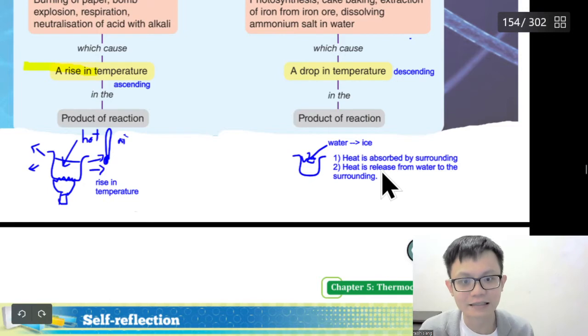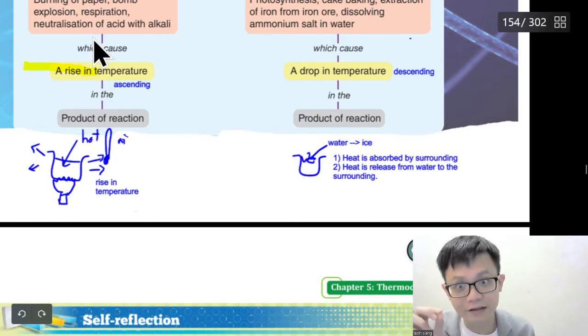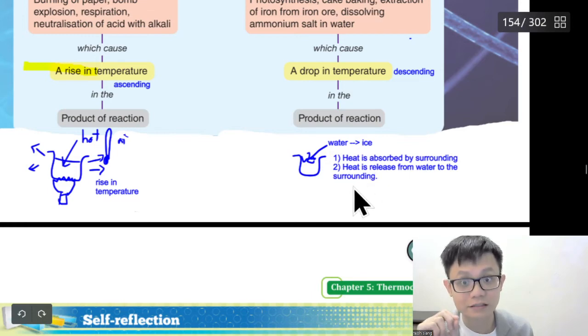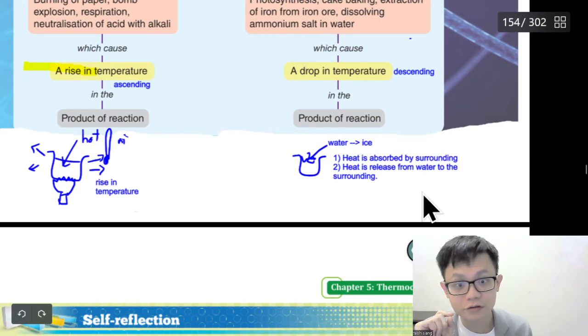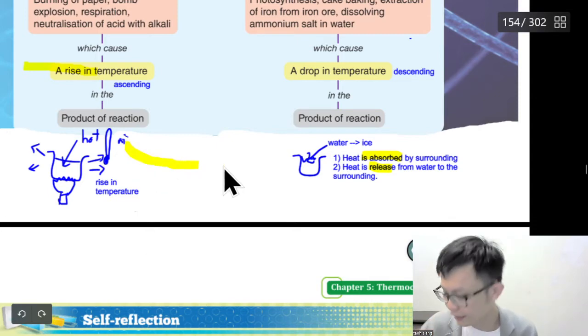Yes, release is exothermic if released to the surrounding. But I say release from water to the surrounding. You see the difference or not? So I can use either absorb or release.